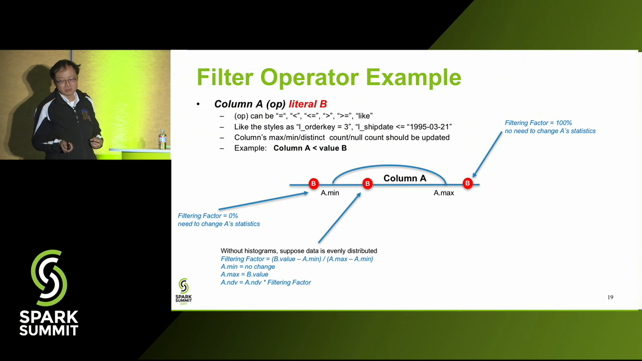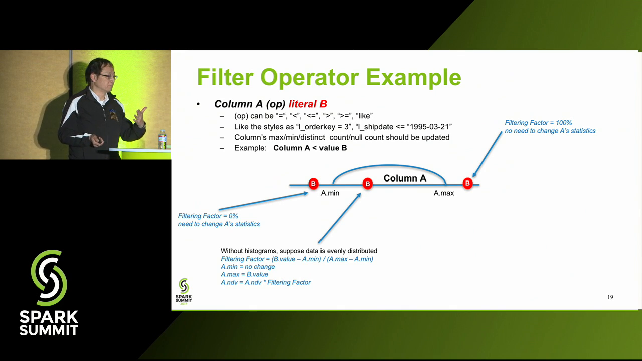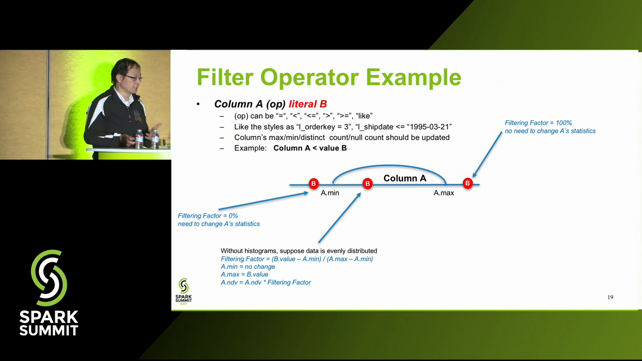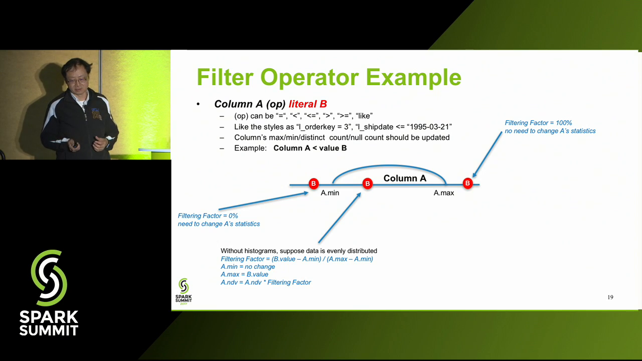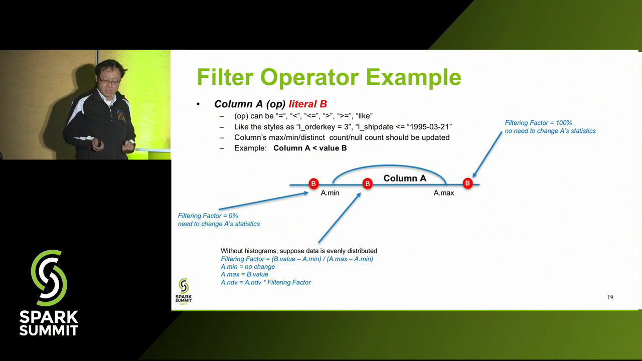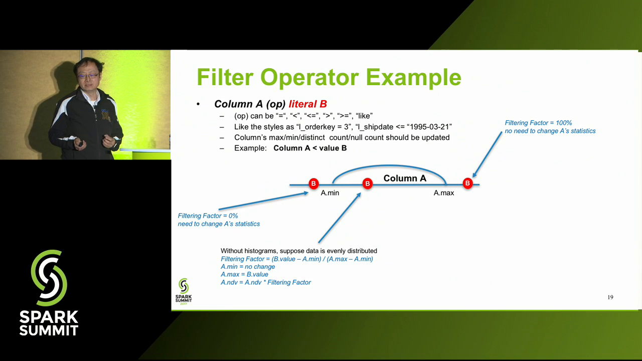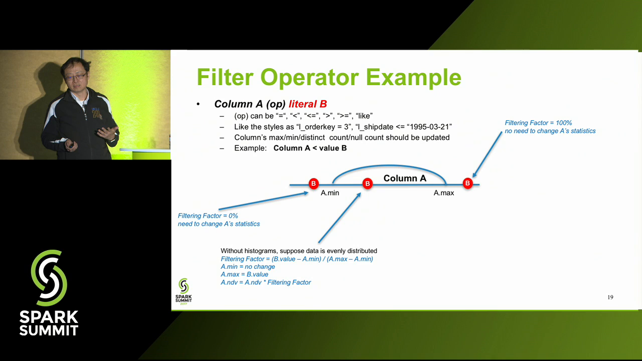If value B falls between column A's minimum value and maximum value, then we use proration. Here you can see that we have a formula. Without a histogram, we suppose data is evenly distributed. So the formula is B's value minus column A's minimum value, divided by column A's maximum value minus column A's minimum value. If constant B is greater than column A's maximum value, then all the records can meet the condition, so the filtering factor is 100%.